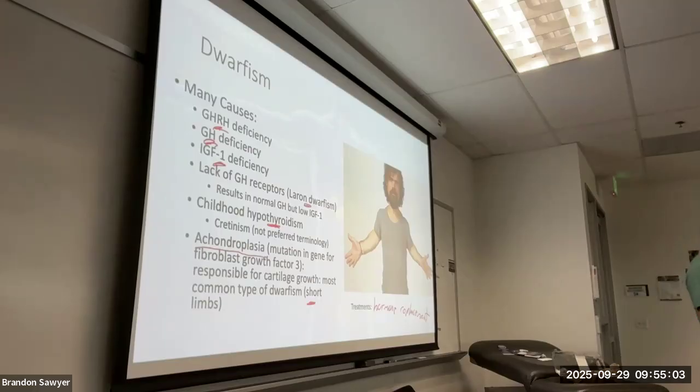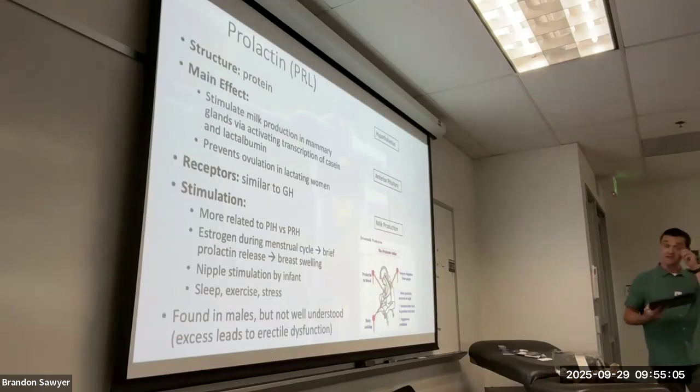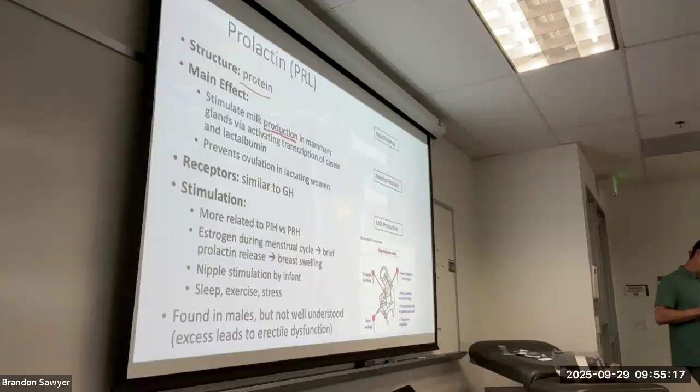Okay, so another anterior pituitary hormone here is prolactin. Prolactin is a protein, just like growth hormone is. Its main effect is to stimulate milk production in mammary glands. It also prevents ovulation in lactating women. This is one of those birth control things that doesn't always work. You may be familiar with the myth that while a woman is still breastfeeding she can't get pregnant. It's less likely because of this mechanism, but it's not 100% foolproof birth control.